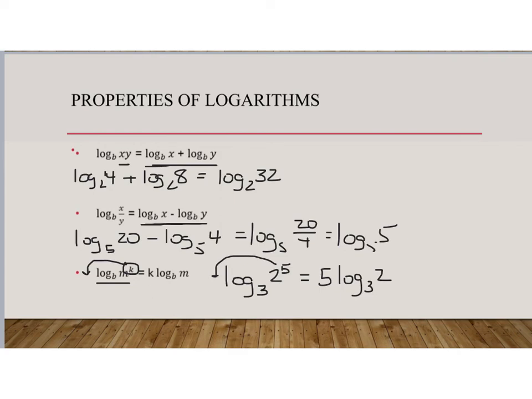Other similar properties of logs, the ones that we talked about before: if you have the log base anything of 1, that will always equal 0. So log base 5 of 1, log base 8 of 1 is always 0, because anything to the 0 power is 1. Also, if you're taking the log base 3 of 3, that would equal 1, because 3 to the first power is 3.